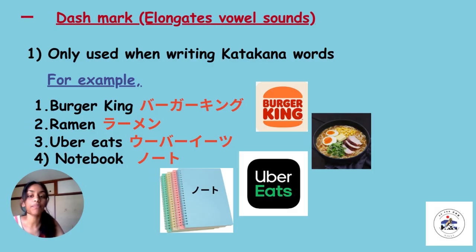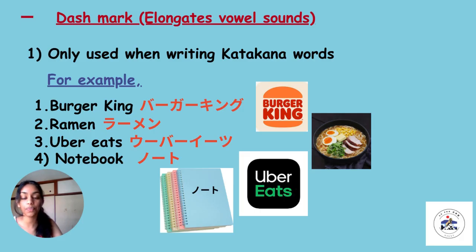And ramen here, it's ramen, right? It's not ramen. So because it's ramen and you want to drag that ra sound a little bit extra, you just add the dash mark next to ra. So Uber Eats, this is actually a really good example. We say Uber Eats, right? But they say Uber Eats. So you just drag the U sound, the ba sound, and the E sound, and then you pronounce it as Uber Eats. And notebook is translated to noto here in Japanese.